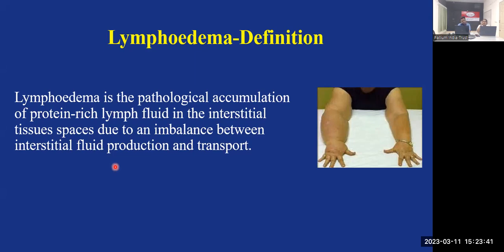Okay, so here you have to understand that if there is damage or any problem developed in the lymphatic system, there is a chance of accumulation of protein-rich fluid in the interstitial space. That time, lymphedema will develop. So here there is an imbalance between interstitial fluid production and transportation, because the fluid production will be there but the transportation is lost.